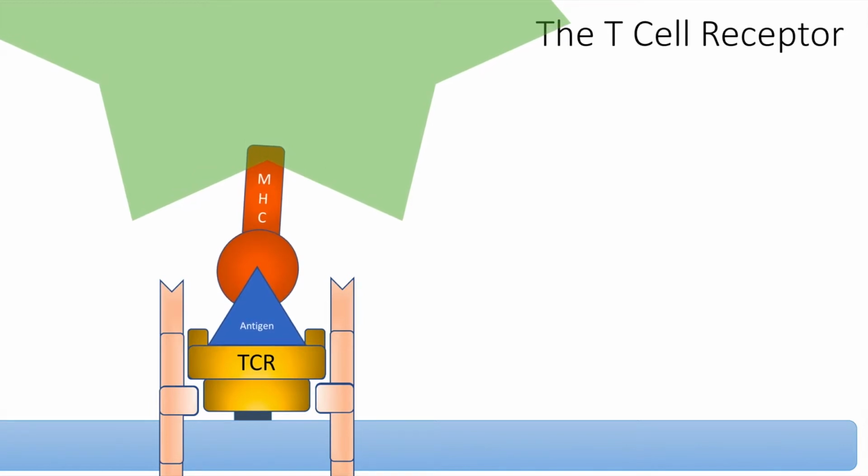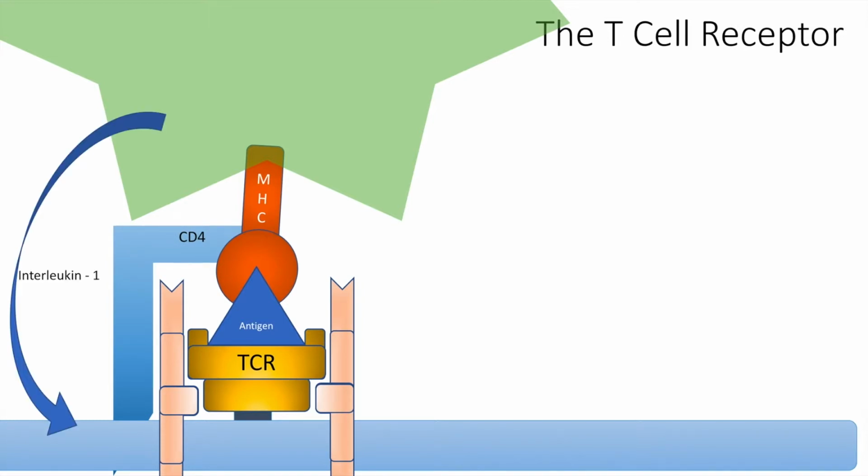This binding is made more stable by a molecular glue, which is cluster differentiation protein number 4, or CD4. At this time, the T cell receptor releases interleukin-1. Also, there has to be a co-stimulation between these two cells to prevent autoimmune conditions wherein self-antigens are recognized and antibodies are produced against them.